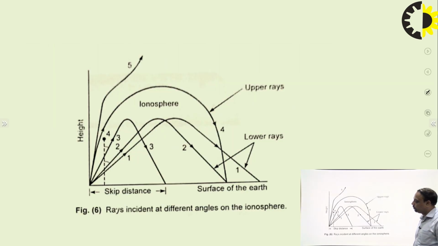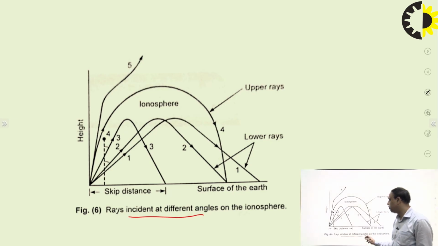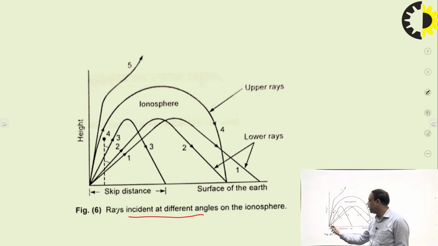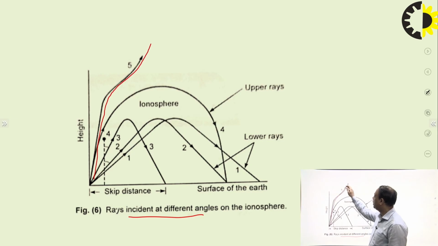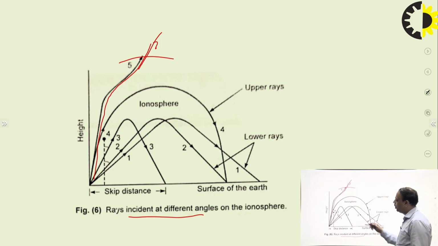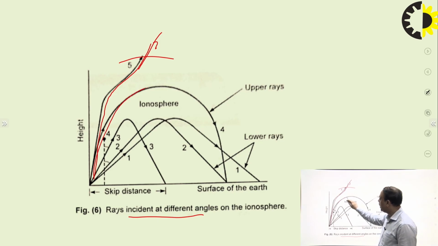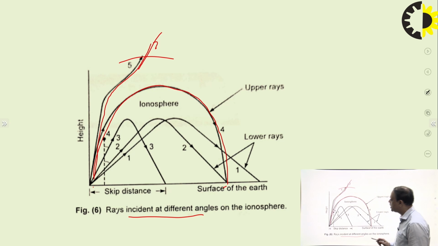Now, how does this ray path take place? If the incident angle is very high, the wave gets a little reflection and then goes into the space, as the ionosphere ends over here. So total internal reflection does not take place and the wave goes into space. In the second case, when the incident angle is a little lower, the wave goes deep into the ionosphere and from the upper layer it gets reflected back to the earth surface. So the distance between the transmitter and receiver in this case is very large.